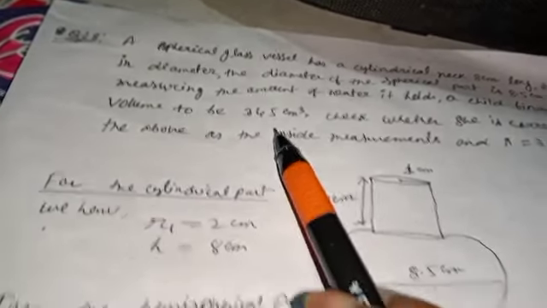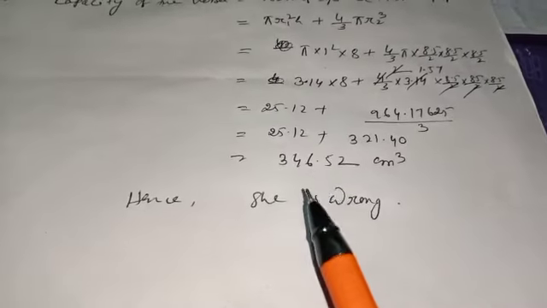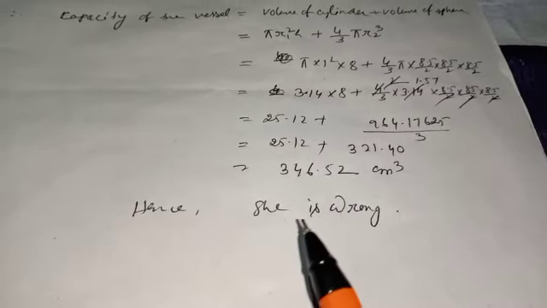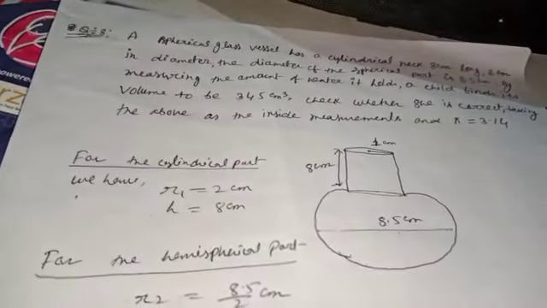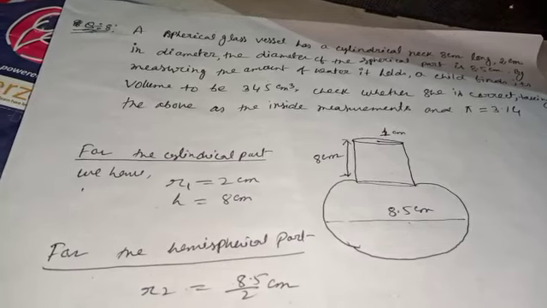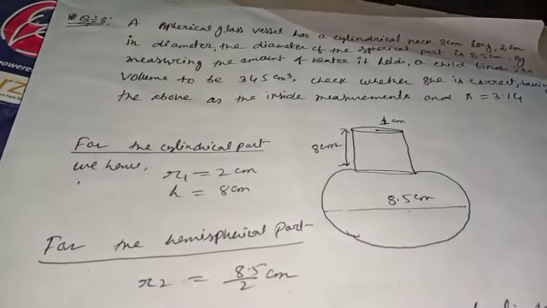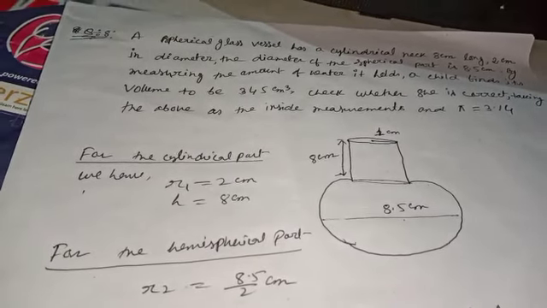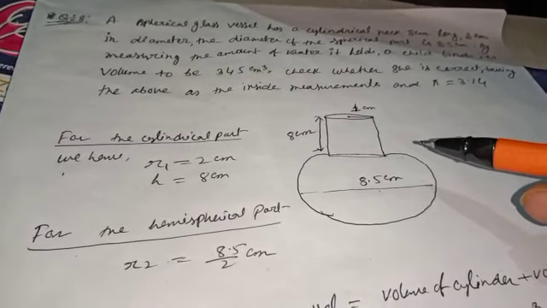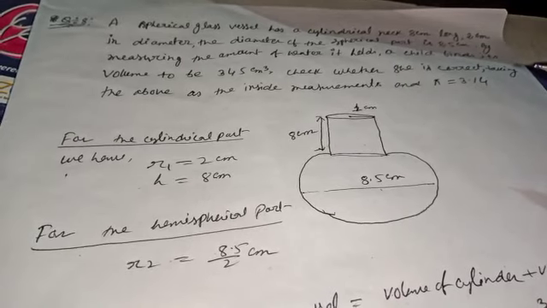That means the child is correct or wrong? The child got 345, but we are getting how much? 346.52 centimeter cube. That means, hence we can say she is wrong. So I hope all of you understood this one. This is very easy, because to find the volume of combination figures, you just have to see how many figures there are, identify the set, then add the volumes.